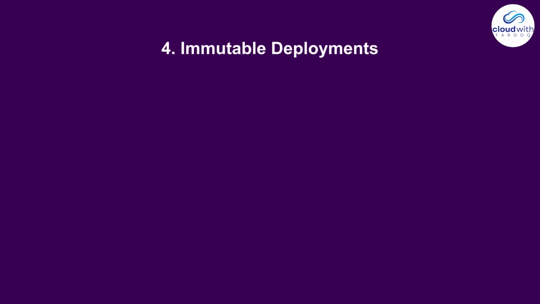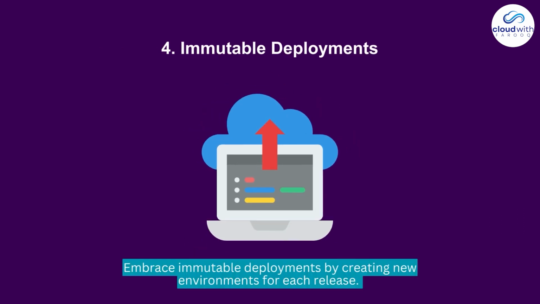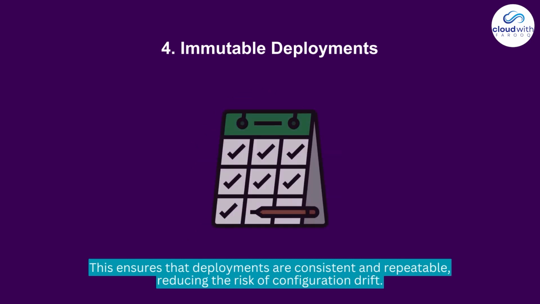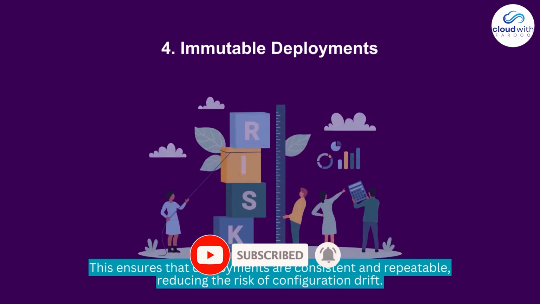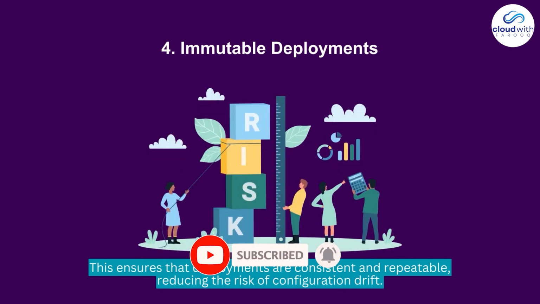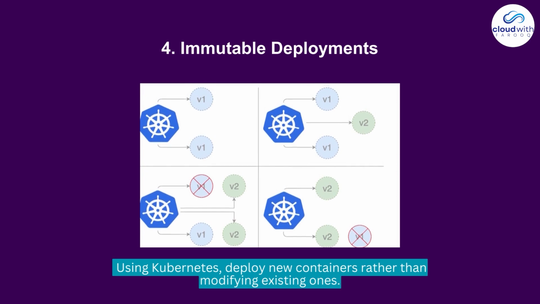Number 4, immutable deployments. Embrace immutable deployments by creating new environments for each release. This ensures that deployments are consistent and repeatable, reducing the risk of configuration drift. For example, using Kubernetes, deploy new containers rather than modifying existing ones.